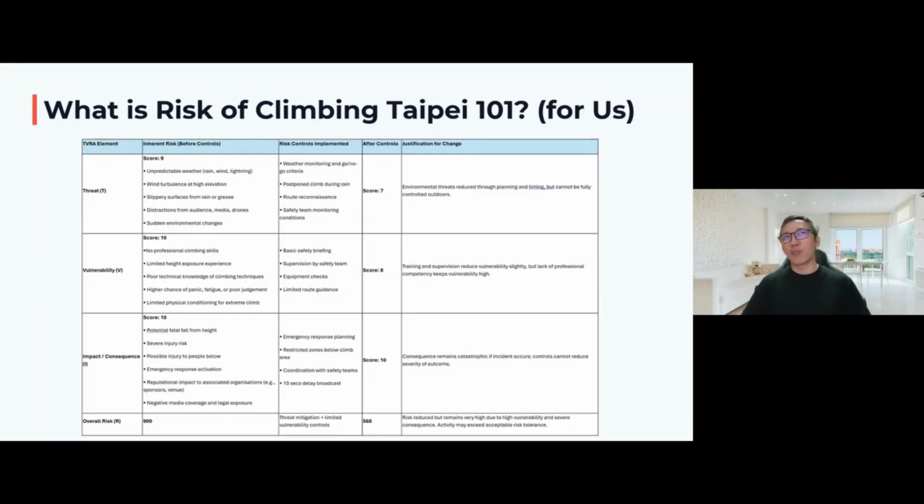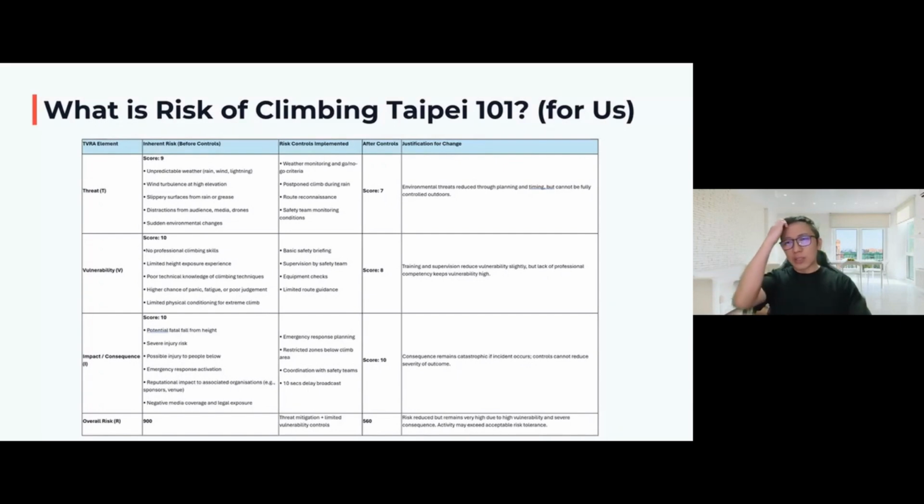So what kind of risk control can we put in place? Yes, we can have supervision, someone to give us guidance, equipment checks, a safety briefing. There's so much we can do. Maybe we can reduce the risk by 1 or 2 points, and the score here is 8. It's still very high, because it's not easy for us to gain, overnight or within a short period of time, the kind of skills to climb the skyscraper. Now let's look at impact and consequence.